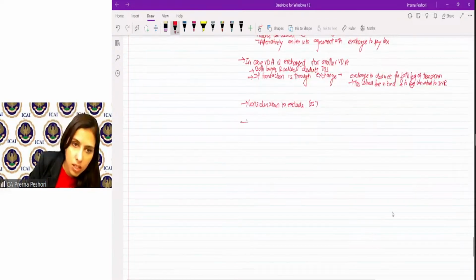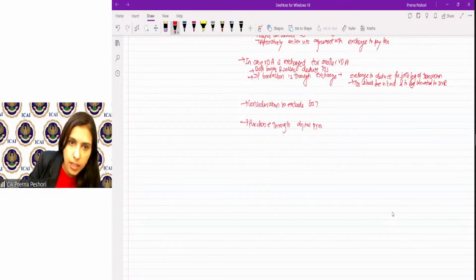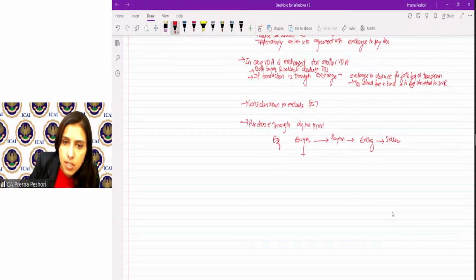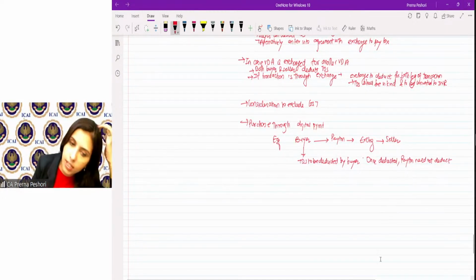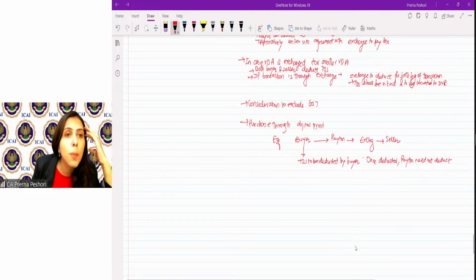So, purchase through digital payment. Example: this is buyer, this is Paytm, this is exchange, and this is seller. So TDS to be deducted by buyer. Once deducted, Paytm need not deduct. Yes or no, students? So these are the clarifications which are issued by the CBDT.